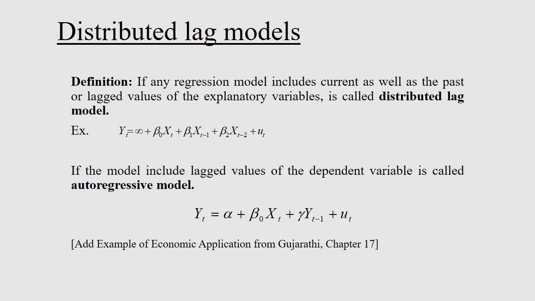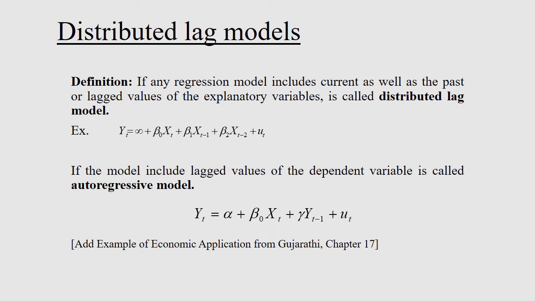Now I think all of you have an idea about lag. Lag, what do you mean by lag? Lag is the past values of any variable. For example, if xt is a variable and t is the indicator of the current or present value, then xt minus 1, xt minus 2 are the past values of that particular variable. Similarly, if yt is a variable, then yt minus 1, yt minus 2 are the past values.